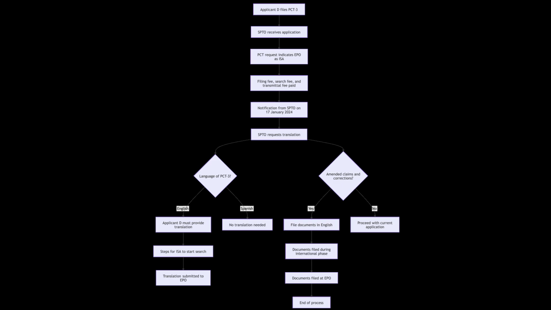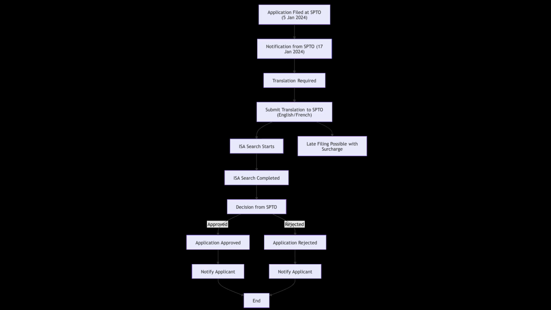B. Amended claims and rectified description. Applicant D wants to file amended claims and correct an obvious mistake in the description at the lowest possible cost. Here's what you need to know. Amended claims. Where to file? With the International Bureau under Article 19 PCT. When to file? After receiving the International Search Report, but before the end of the 16th month from the priority date. Language? In the language of translation, English or French.